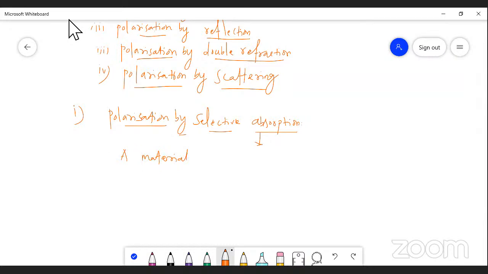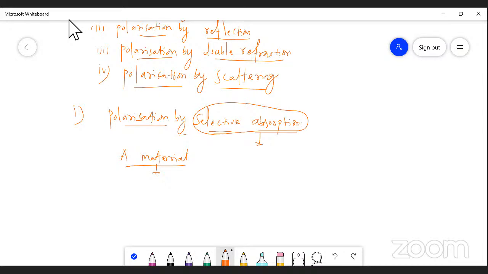This material has a property of selective absorption, which transmits the electromagnetic wave whose electric field vibration is in a particular direction, and all other vibrations are restricted by that material. So the material has a property of selective absorption: it transmits the electromagnetic wave whose electric field vibration is in a particular direction in a plane, and restricts all other vibrations. It selects the particular wave and absorbs all other waves.